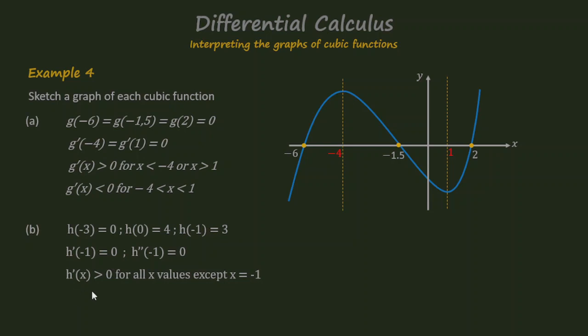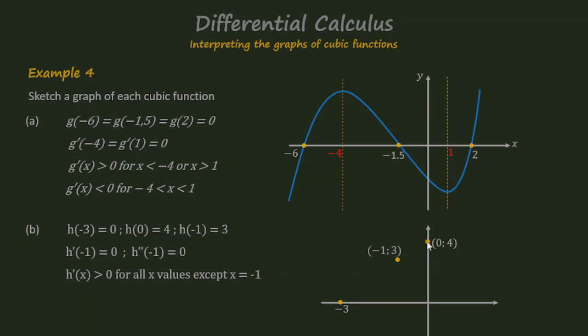Now we are also told that the graph of h is increasing all the way except when x is minus 1. Let's have a look at this. Minus 3 is the x-intercept. We have it here. 0 and 4 is the y-intercept. When x is 0, y is 4. Obviously, when x is 0, we set x equals to 0, we get 4. That would be the y-intercept.